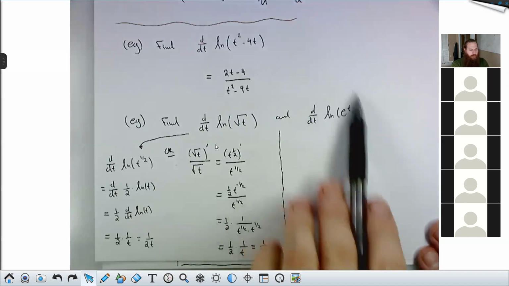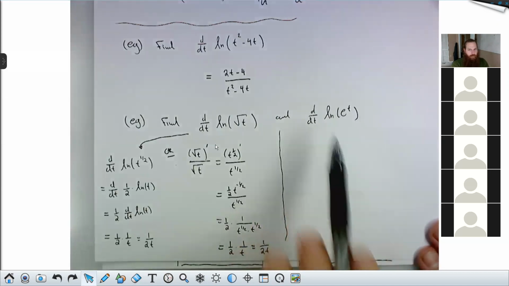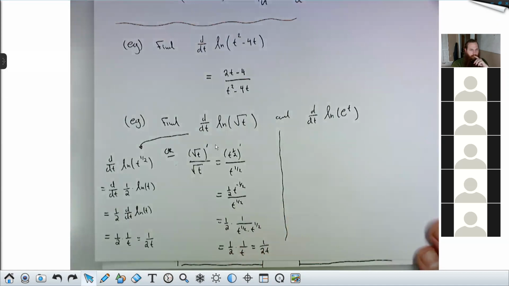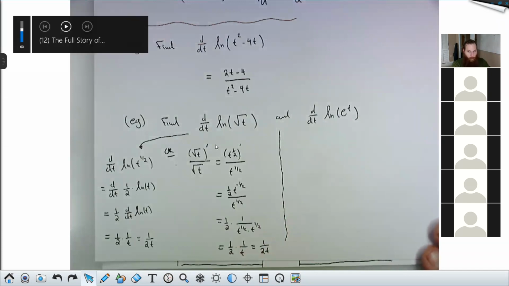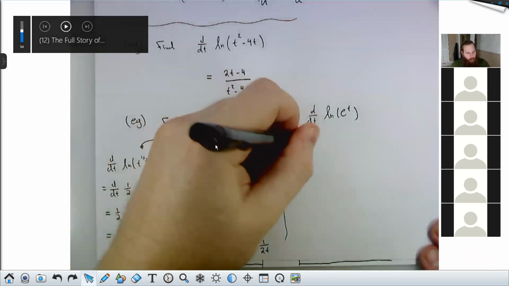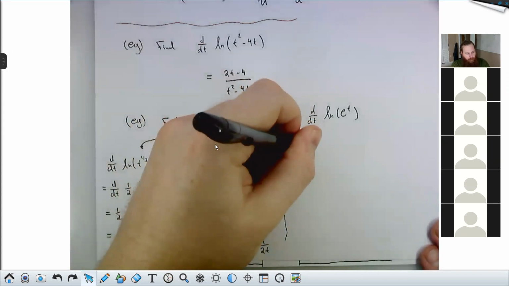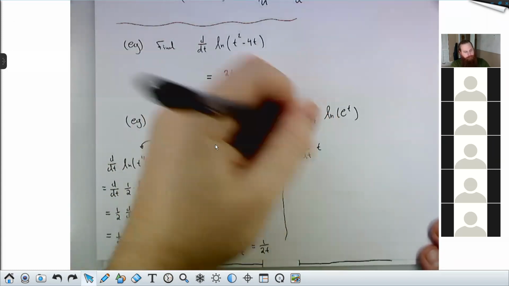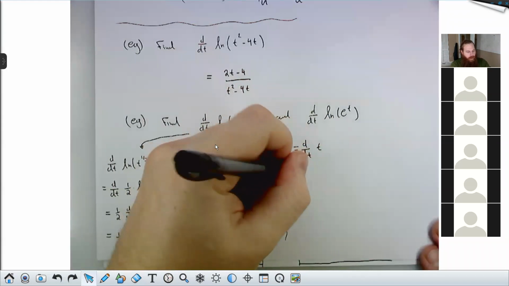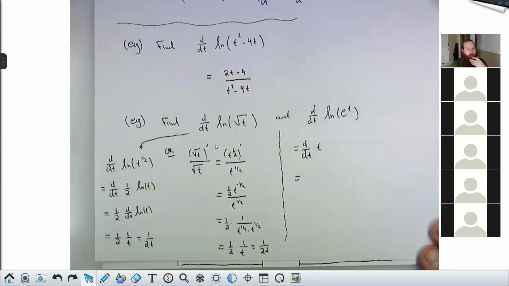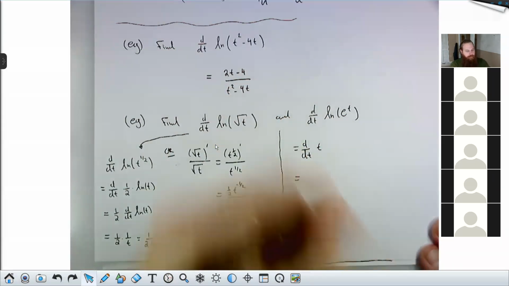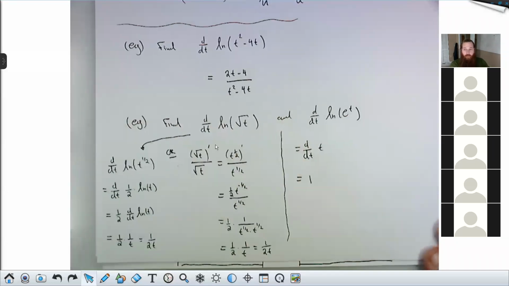All right, then with that in mind, how should I differentiate this? Can't we simplify the natural log of e to the t to just equal t? Yeah. And d/dt of t, what's that? That's just 1. Good. And this is perfect.